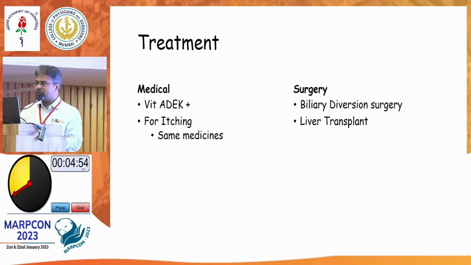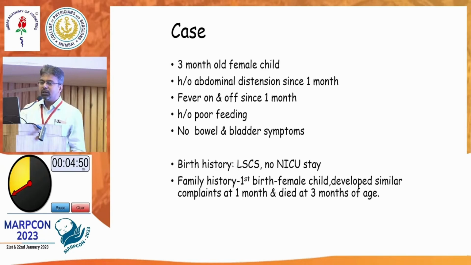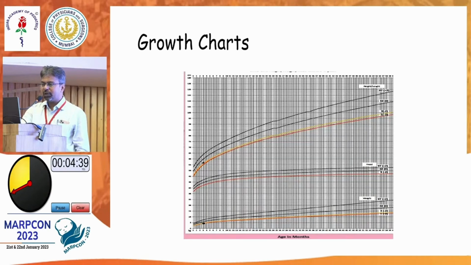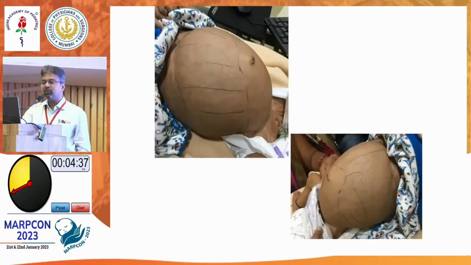So you don't have to go for the transplant for each and every case. This is another case: a 3-month-old child, history of abdominal distension since 1 month, poor feeding, and no other significant history. Growth-wise, the weight was faltering, and this was the child.